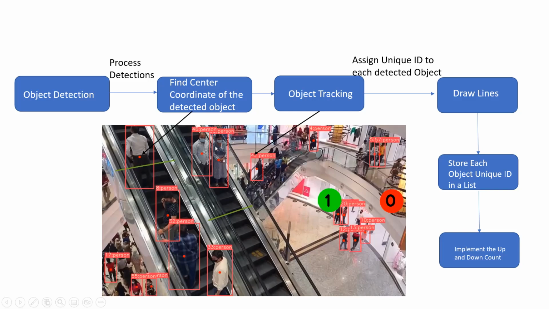Similarly, when a person over here crosses this line for the down count, we also add their unique ID into a list. For example, this person crosses this line, so we add this person's unique ID into the empty list which we have created, and in the end we find the length of the list.